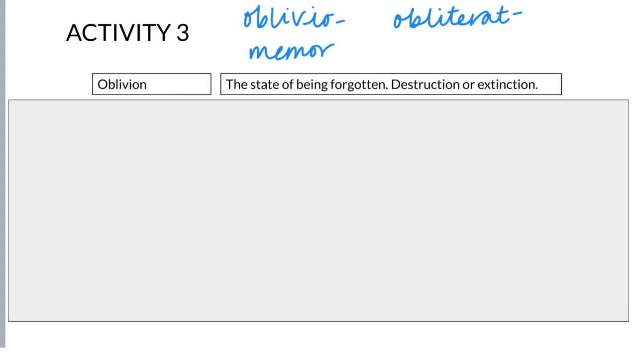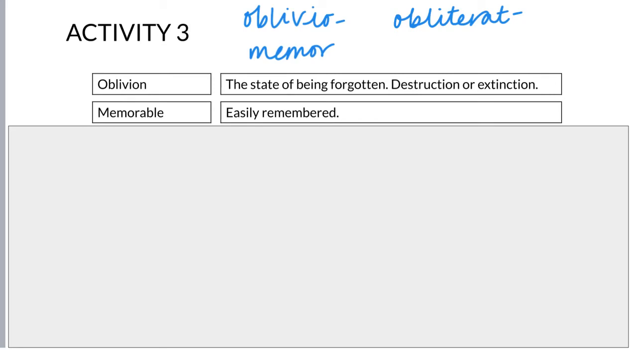Our first word here is oblivion. So remember, oblivio means forget. So oblivion is the state of being forgotten, and it's also destruction or extinction. The example sentence is, he used to be all over the television until he disappeared into oblivion. So it's like they just were extinct all of a sudden. They've disappeared.